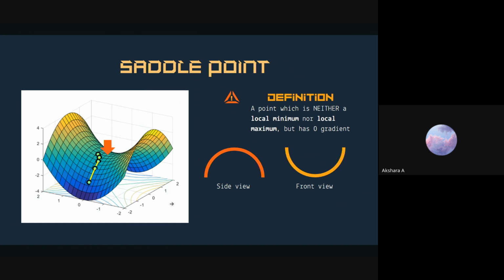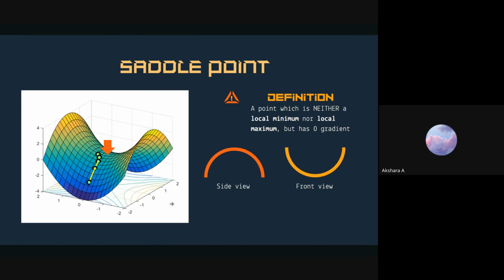Now, why is this a problem in deep learning? Because our optimization algorithms, like gradient descent, rely on gradients to decide which direction you move in. When the gradient is near 0, the algorithm will assume that it's close to a minimum, so the update becomes slower and slower.